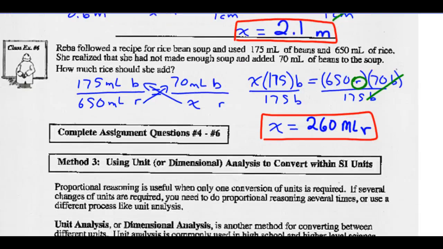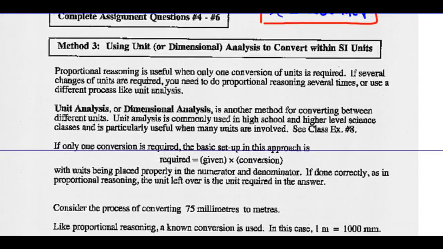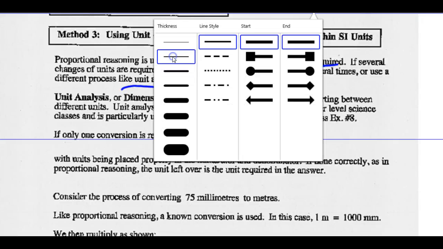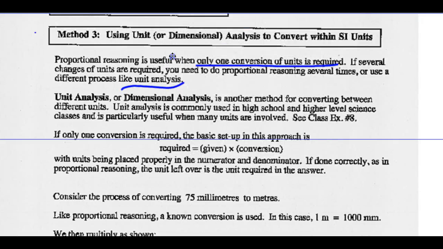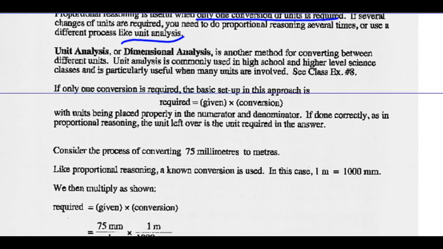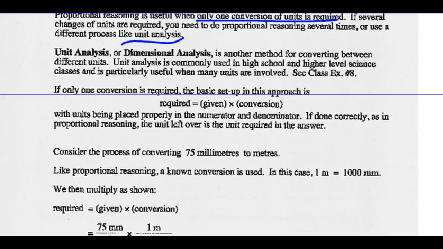All right, the third method we need to look at is using unit or dimensional analysis to convert. So proportional reasoning is useful when only one conversion is necessary. If several changes of units are required, we want to do proportional reasoning several times. We call that unit analysis. All right. So unit analysis or dimensional analysis is another method of converting between different units. Unit analysis is commonly used in high school and higher level science classes and is particularly useful when many units are involved.